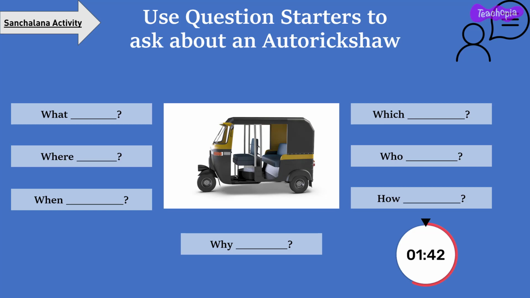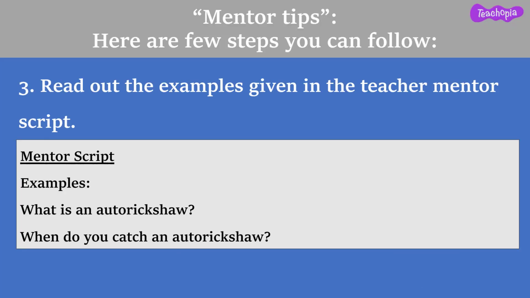The teacher mentor script might have examples like, what is an auto rickshaw? When do you catch an auto rickshaw?